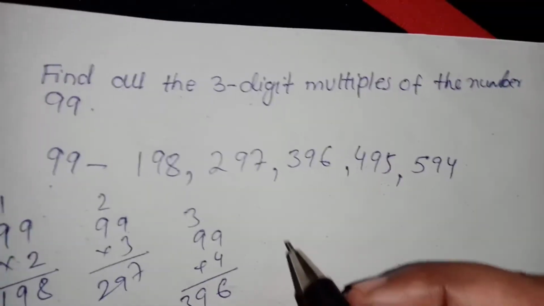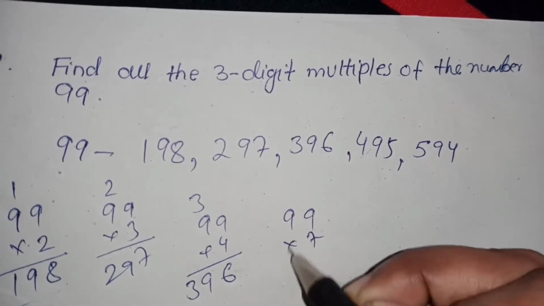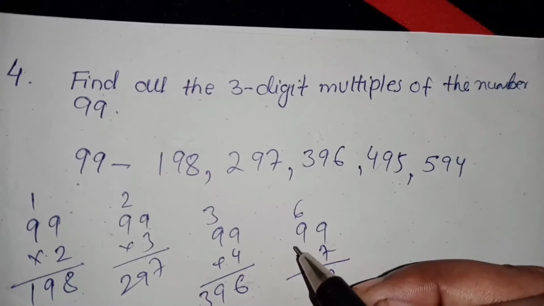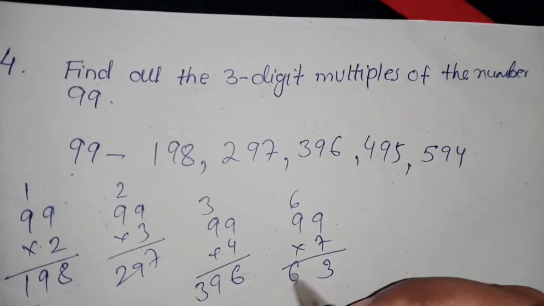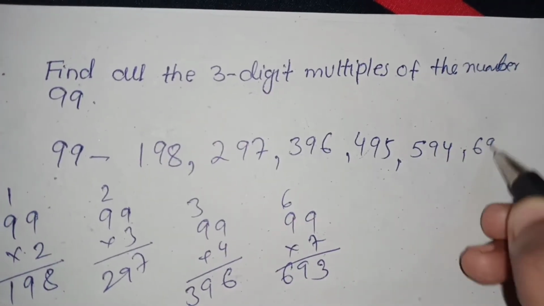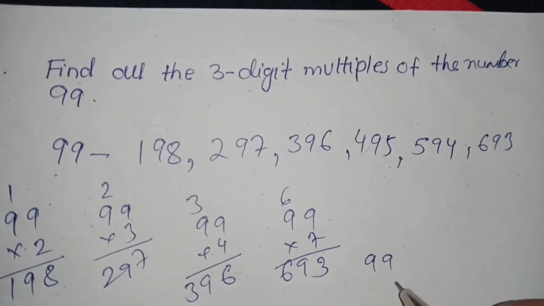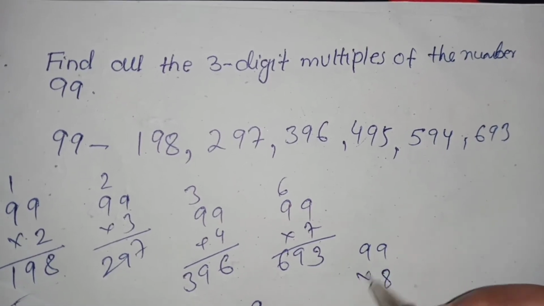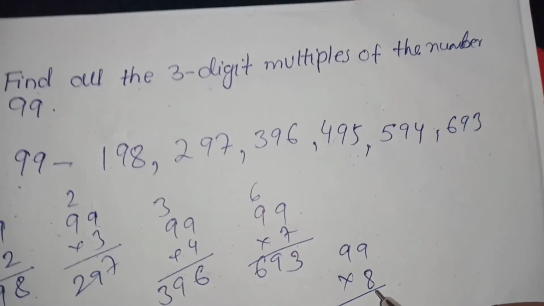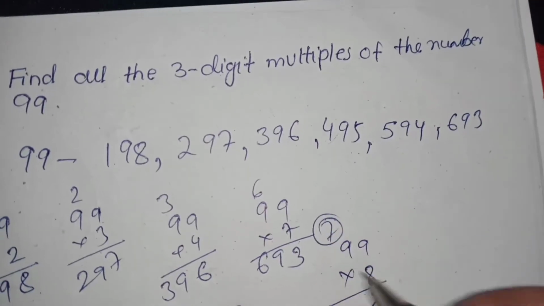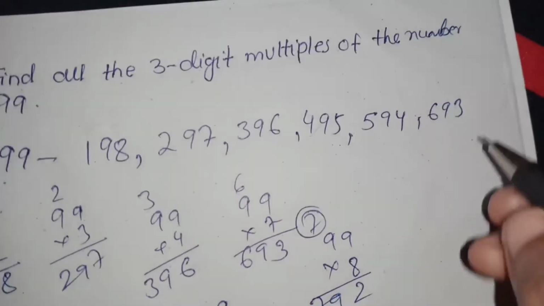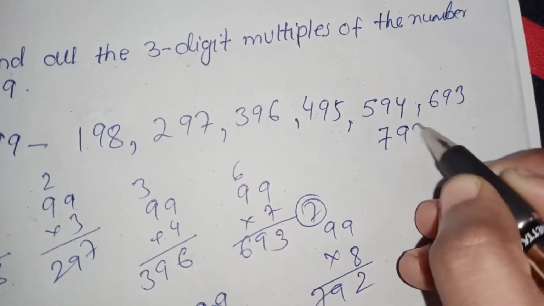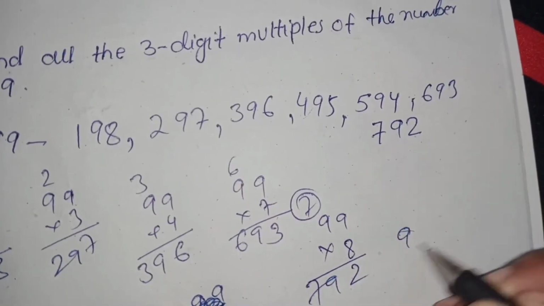59. So what is it? 594. Now 99 into 7. We have written up to 6. Now 9 sevens are 63, 6 carry, 9 sevens are 63 plus 6 will be how much? 69. Now 99 into 8. 8 nines are 72, 7 carry, 8 nines are 72 plus 7 is 79. I am writing here, space is not there. So 792.